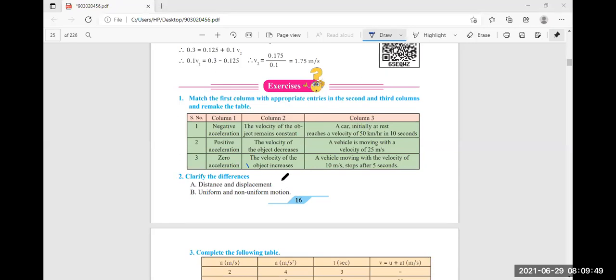Distance is the length of the actual path traveled by the object. Second point, it does not have direction. Third, its magnitude is greater than or equal to that of the displacement. Displacement, first point: displacement is the shortest distance from the initial point to the final point of the movement of the body. Second, it has direction. Third, its magnitude is less than or equal to the distance.